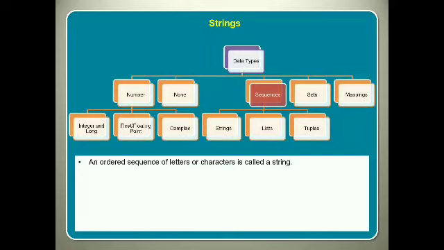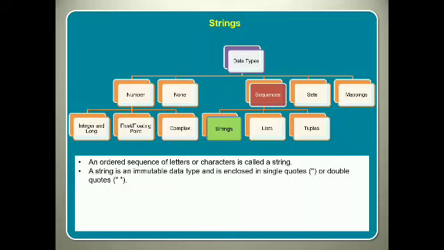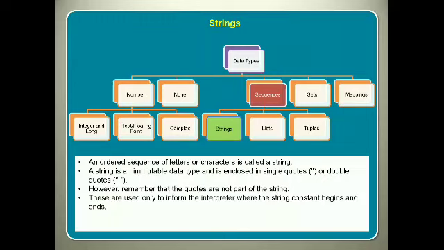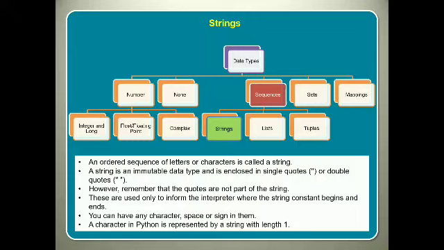An ordered sequence of letters or characters is called a string. A string is an immutable data type, enclosed in single quotes or double quotes. However, remember that the quotes are not part of the string. These are used only to inform the interpreter where the string constant begins and ends. You can have any character, space, or sign in them. A character in Python is represented by a string with length 1.